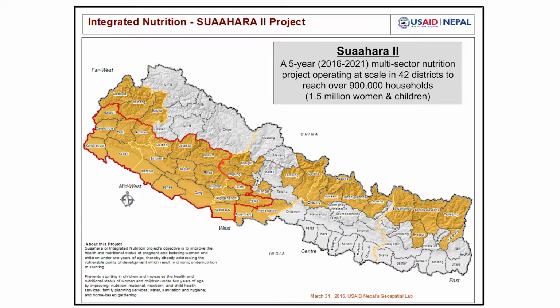I think many in this room know about the Sahara Program since we are in either year 4 or year 9, depending how you count. But the yellow areas are all the communities which we cover, which clearly span across most of the country, 42 of the 77 districts of Nepal, with a target of reaching nearly 2 million women and children, primarily in the 1,000-day window.